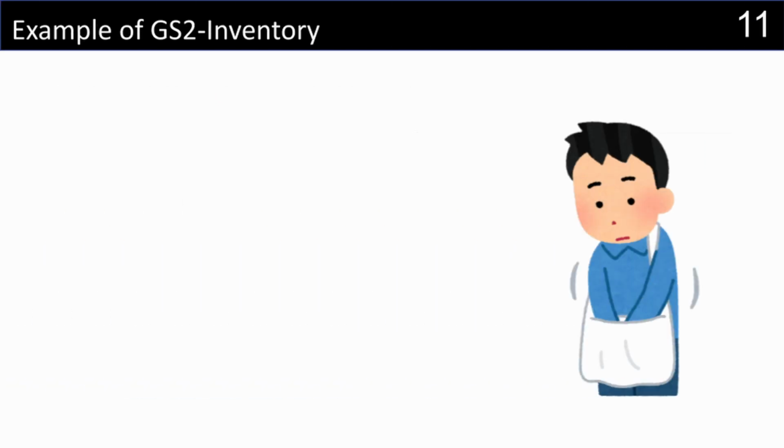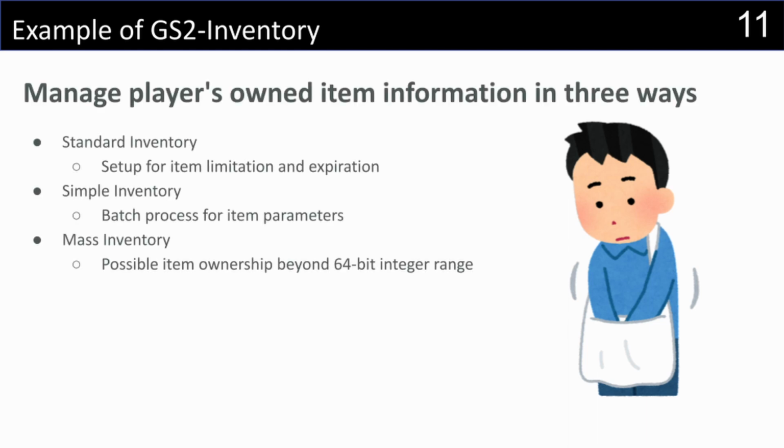Let's explore GS2 Inventory, which provides management functions for player-owned item information. This feature manages the item information owned by a player using 3 types of inventories. The standard inventory can be compared to a bag carried by the player, with the ability to set the maximum number of items it can carry, along with the validity period of each item. The simple inventory has a mechanism to perform addition and deduction operations for multiple items at once, effectively reducing the frequency of API calls when used correctly.